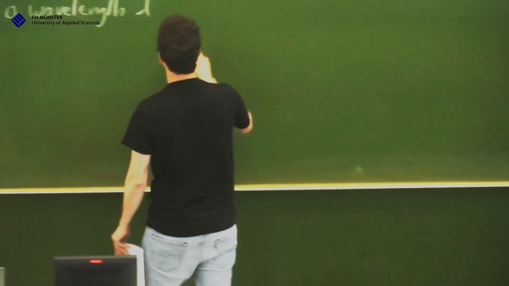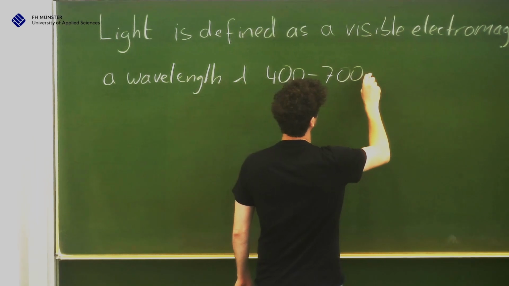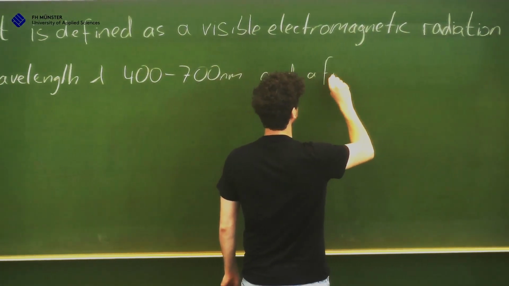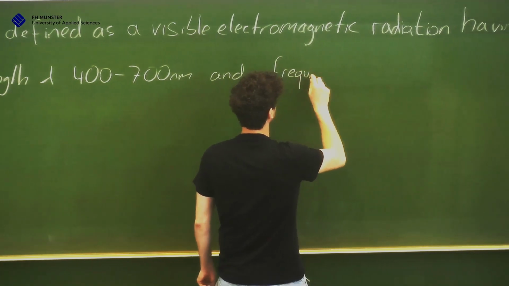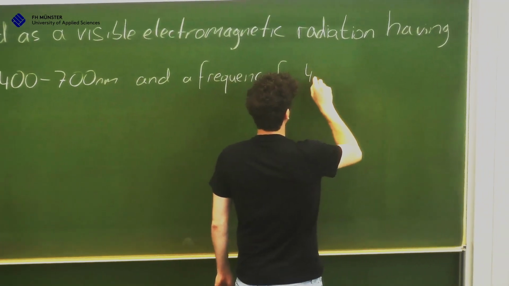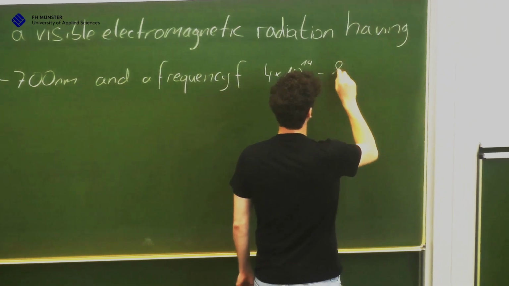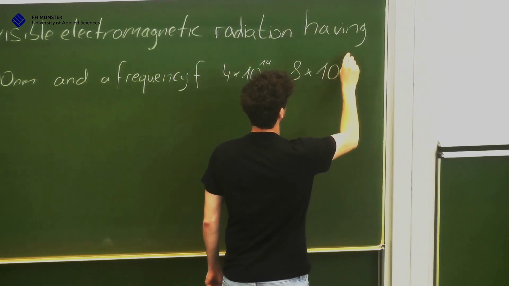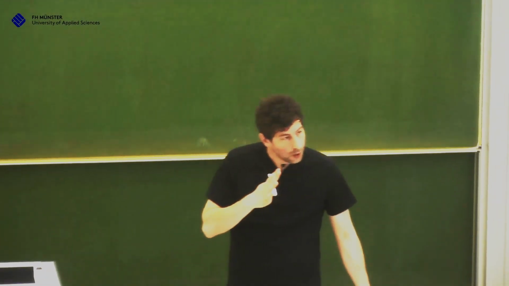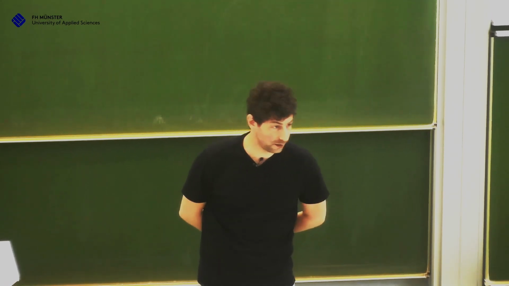Yeah, 400 to 700, 400 to 800, something like this. Okay, 400 to 700 nanometer, and a frequency f of 4 to the power 14 till 8 to the power 14. So it's really, really fast. Which wavelength has the high frequency? Which wavelength has the low frequency?